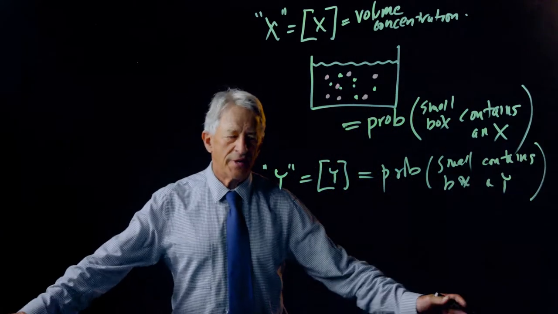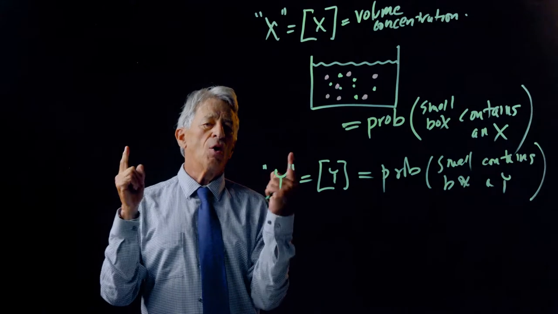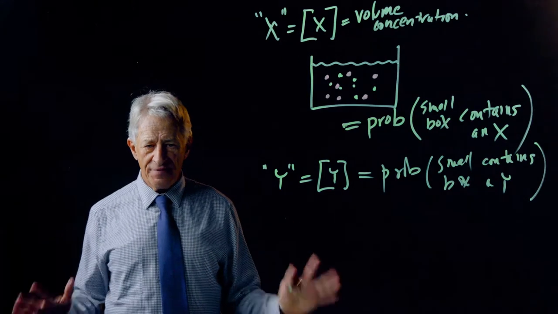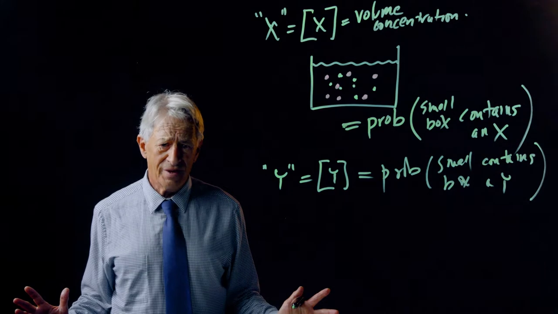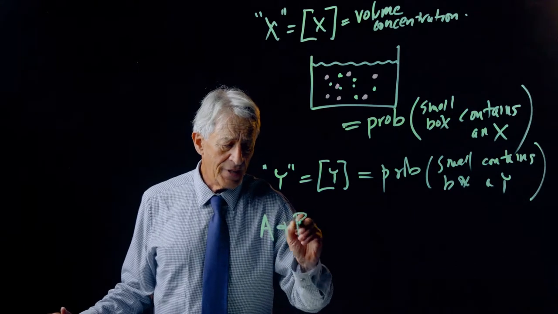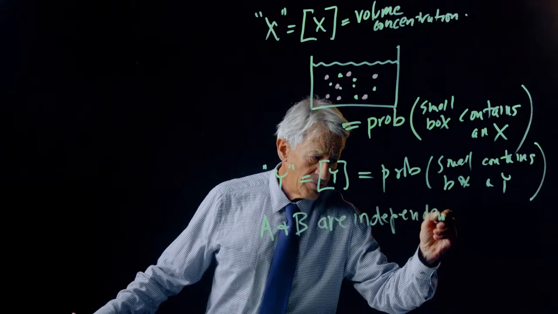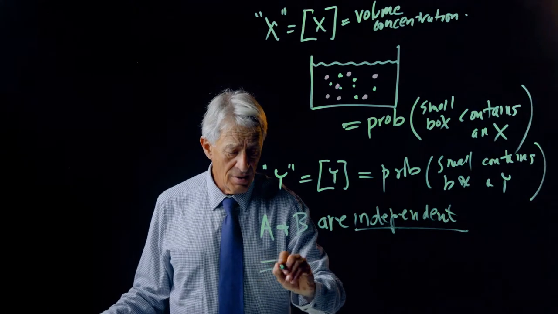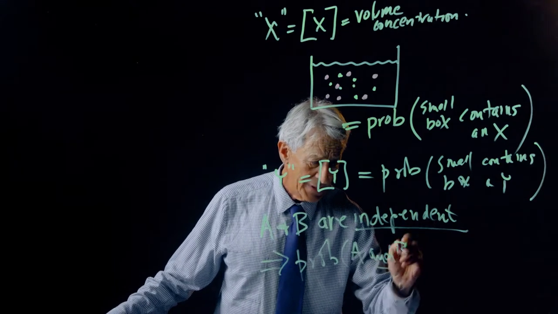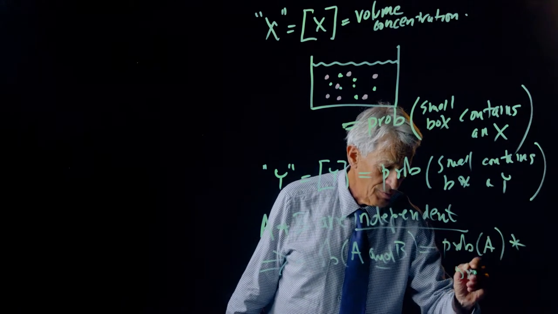Now, it's very easy to ask the question, what is the probability of an X meeting a Y? And in order to answer that, we go back to a very basic principle of probability theory, which says that if A and B are independent, then the probability of A and B is equal to the probability of A times the probability of B.